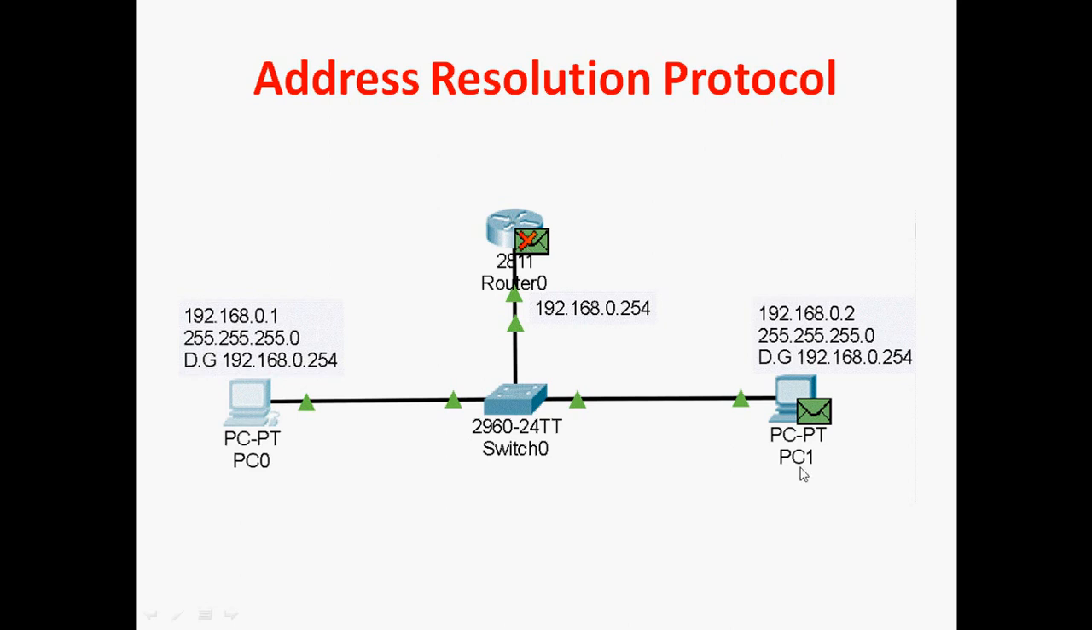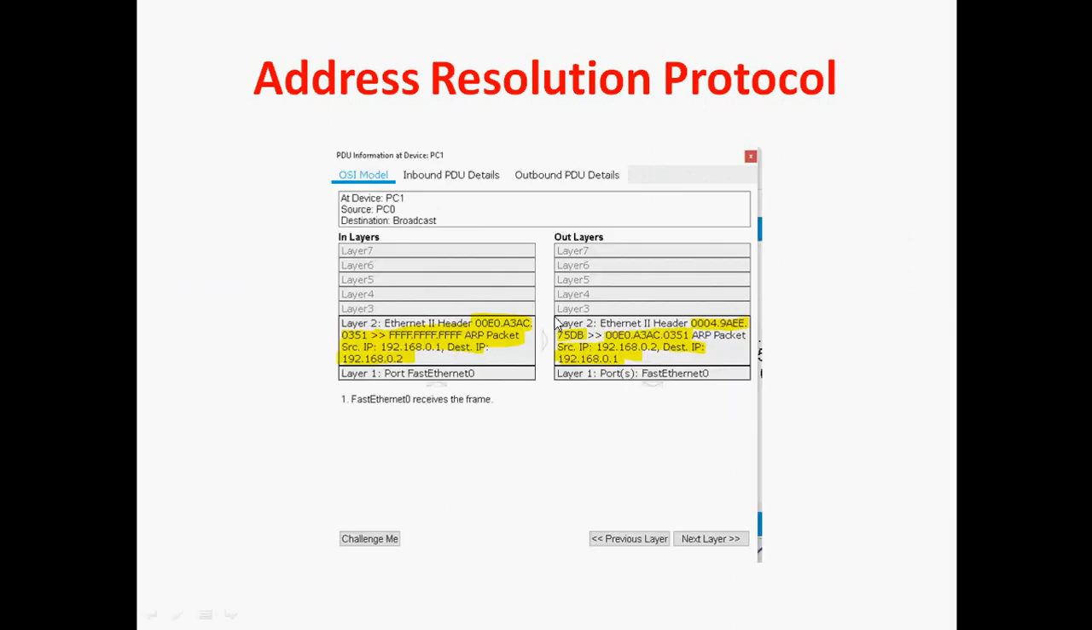Next, PC1 checks that packet for 192.168.0.2. PC1 checks, yes, it's me. So PC1 is replying to that ARP request. This is the reply packet captured by Cisco Packet Tracer. In means from switch to PC1. Out means PC1 to switch.